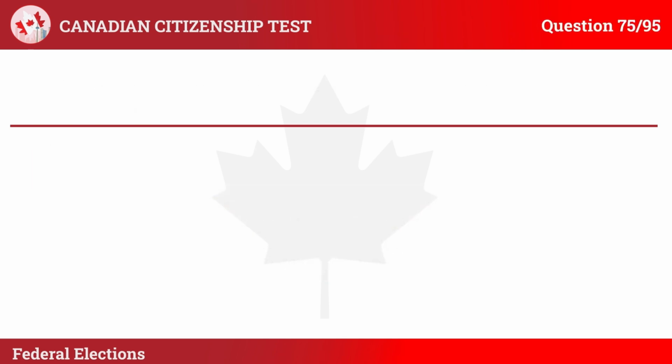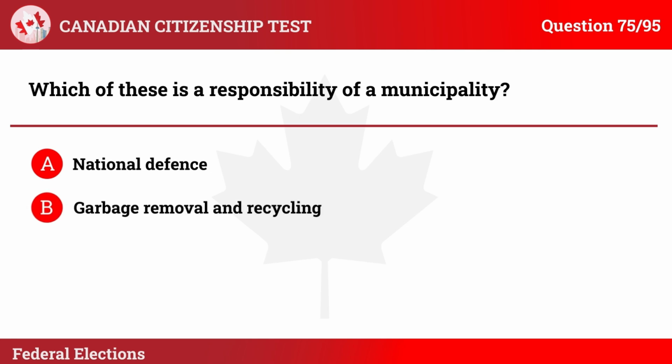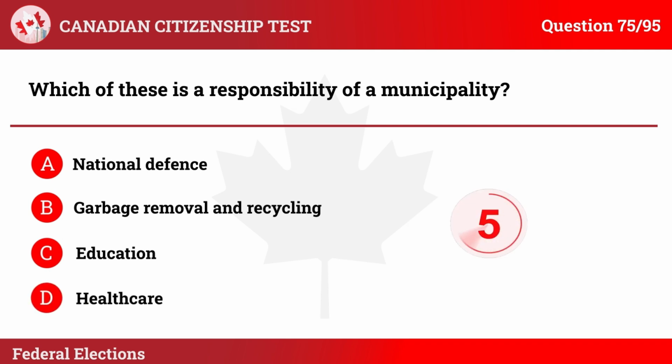Question 75. Which of these is a responsibility of a municipality? A. National defense. B. Garbage removal and recycling. C. Education. D. Healthcare.